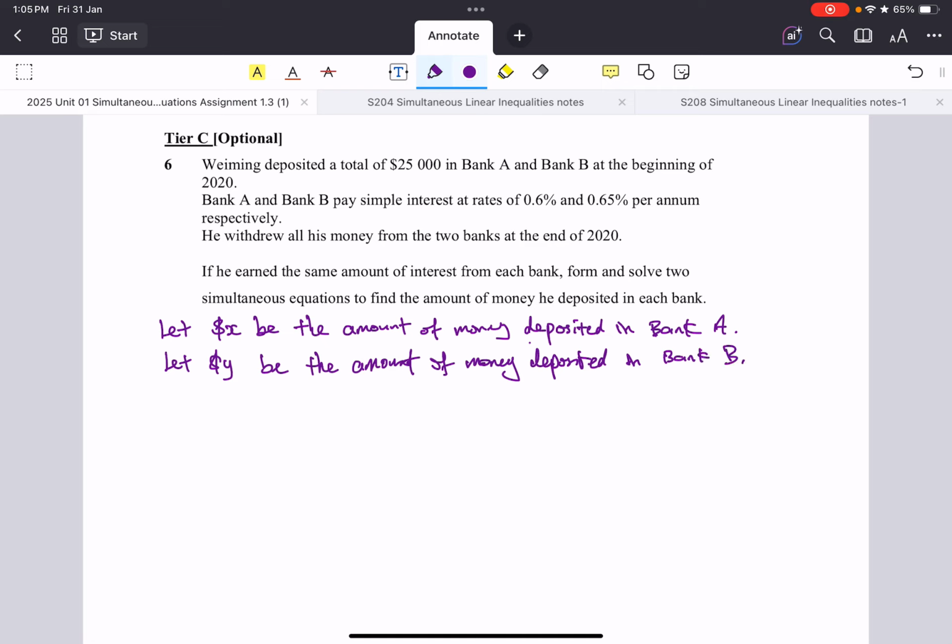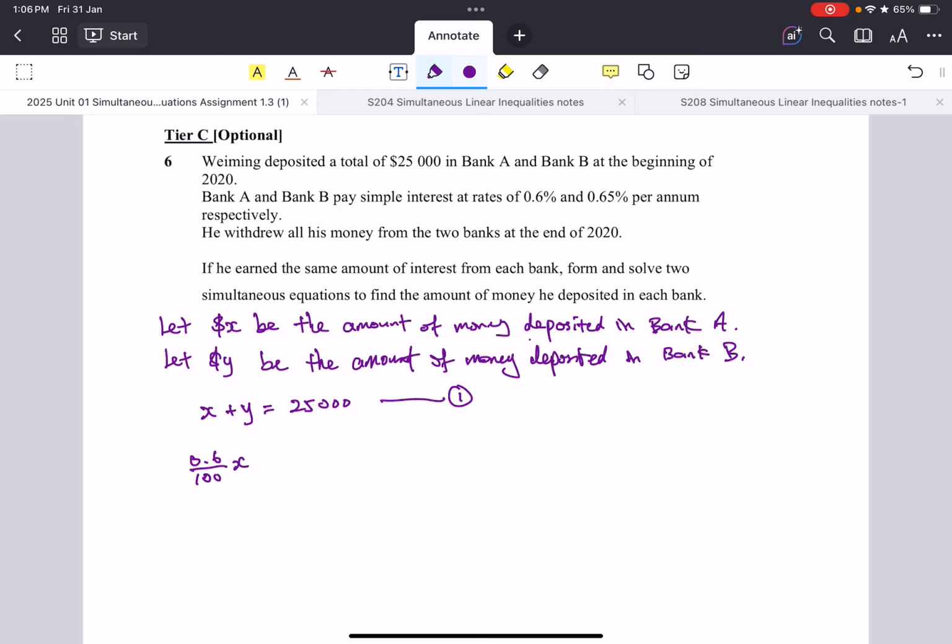So what do we know? We know that first, x plus y is equals to 25,000. So that's equation 1. Very straightforward. Equation 2 is where things get a little bit trickier. We want to find the interest. So the interest for Bank A will be 0.6%, so 0.6 over 100 of the amount x, and this is going to be equals to 0.65 out of 100, because in percent, of the value of y.